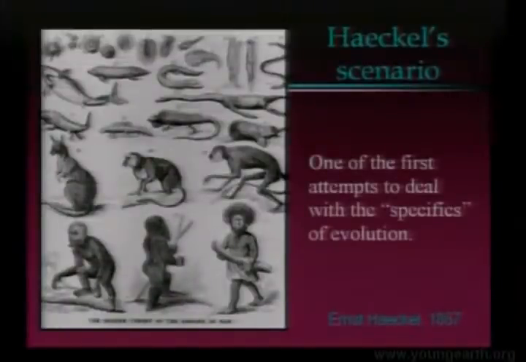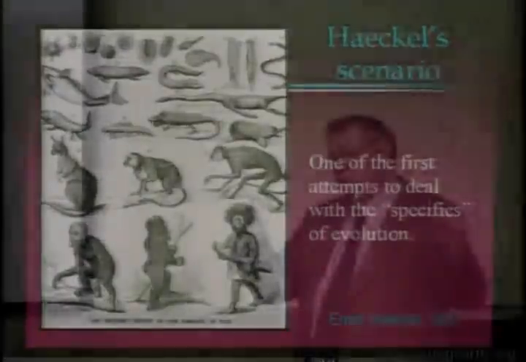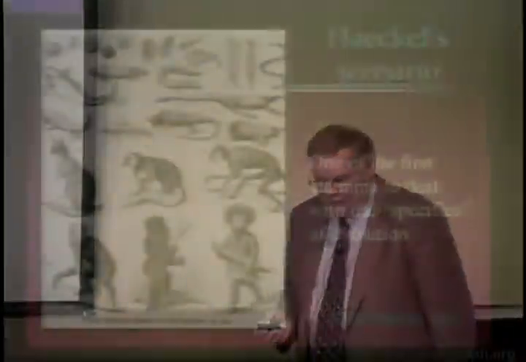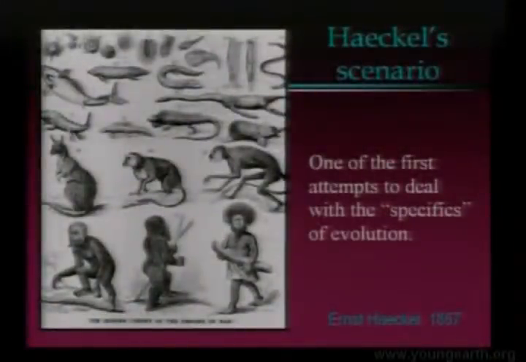Now, a fellow that was a contemporary of Charles Darwin, who was writing and doing his work right about the time of the publication of Origin of Species. In fact, this drawing was made between the Origin of Species and Darwin's book, The Descent of Man, in 1867. Some of you may have heard of Ernst Haeckel. He's widely considered to have been essentially a charlatan, not a real scientist. But he did much to popularize evolution. In fact, this is one of the first attempts to deal with the so-called specifics of evolution, starting with a single cell, going through all these stages on up to this gentleman here.